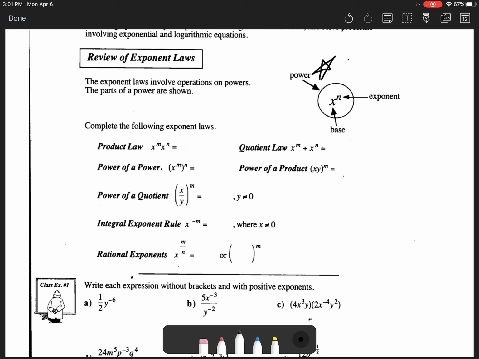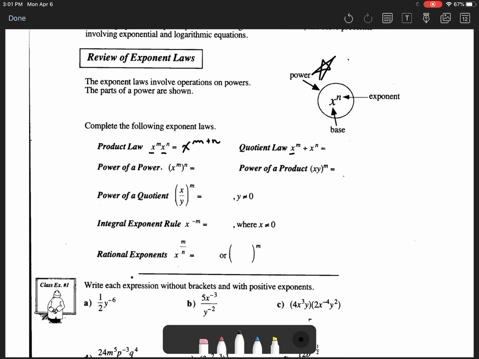Again, I want you to get used to that terminology and make sure you understand what I'm referring to when I speak in that manner. So when we go through, I'll start obviously with the product law. It says that when I am multiplying powers and they have the same base, I am going to add the exponents. So that becomes x to the exponent of m plus n.